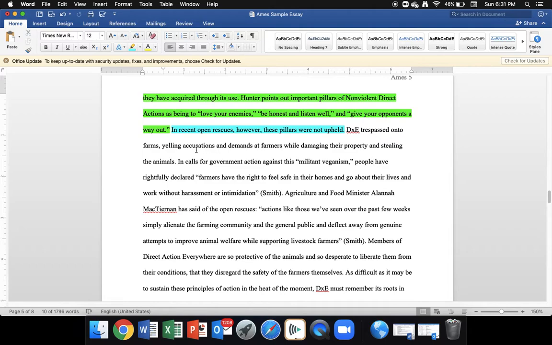DXC trespassed onto farms, yelling accusations of demands on farmers while damaging their property and stealing the animals. In calls for government action against this militant veganism, people have rightfully declared farmers have the right to feel safe in their homes and go about their lives and work without harassment or intimidation.